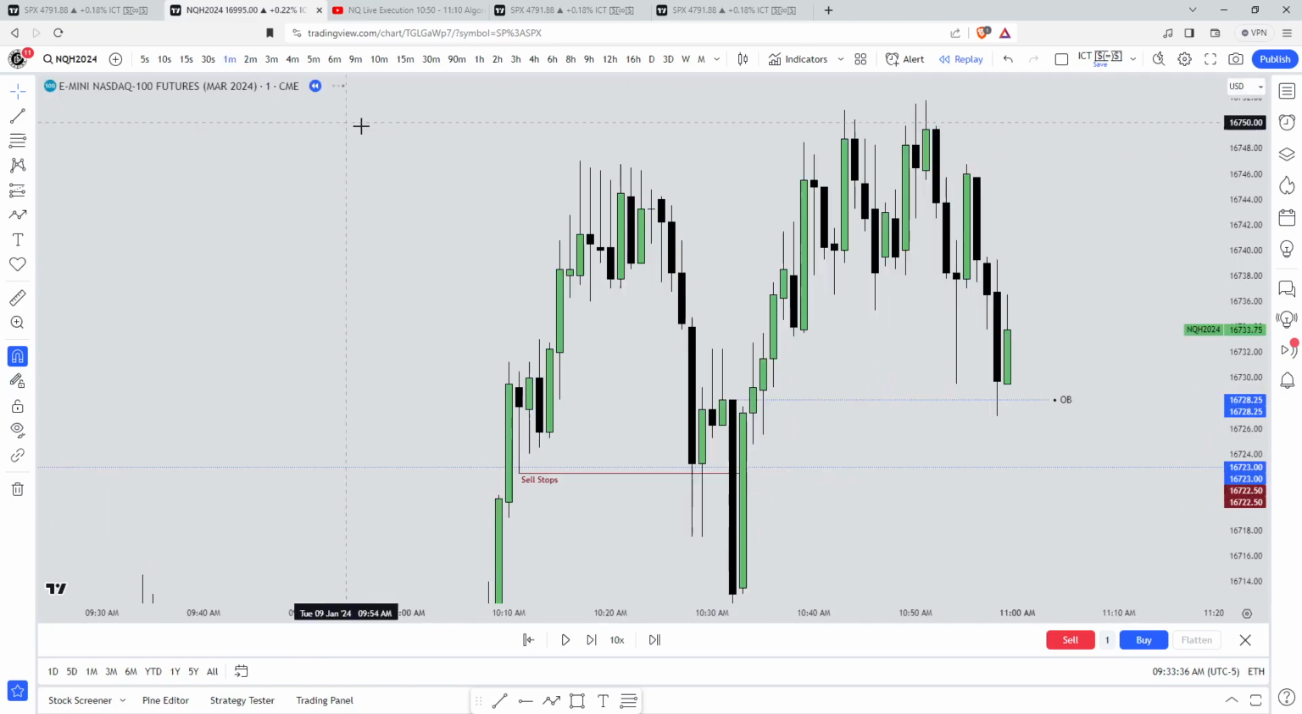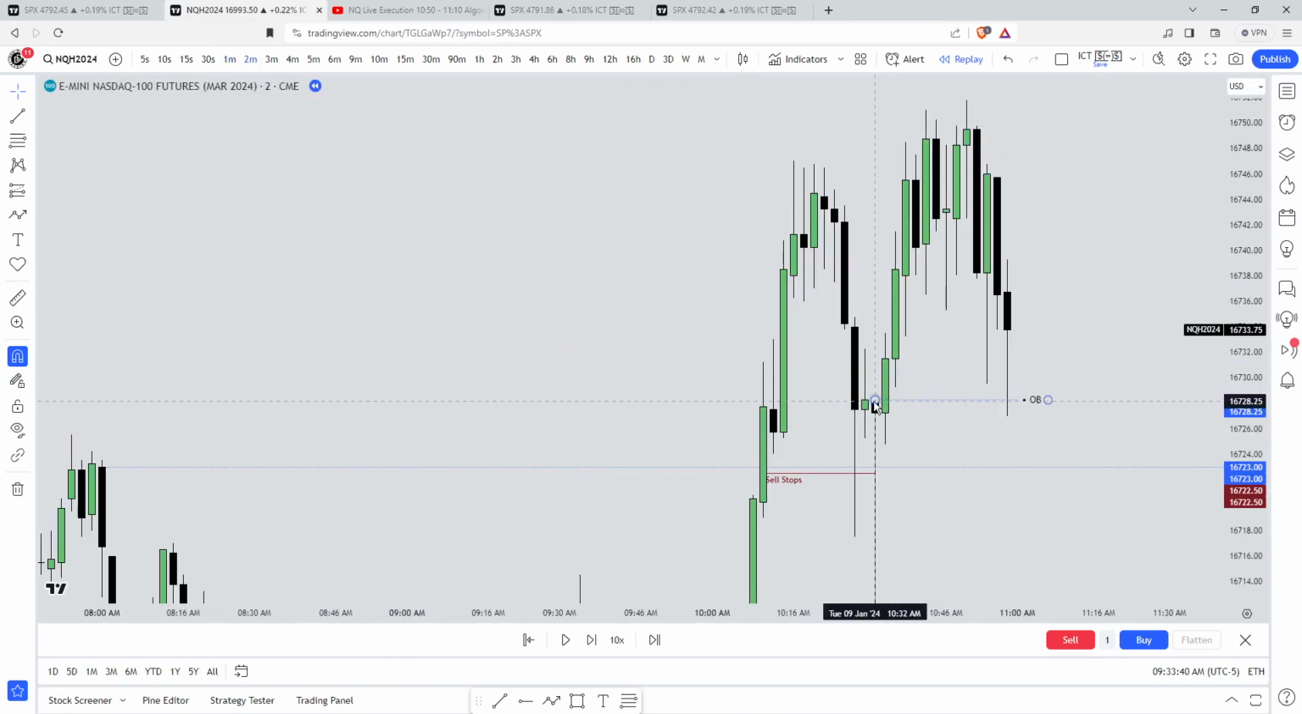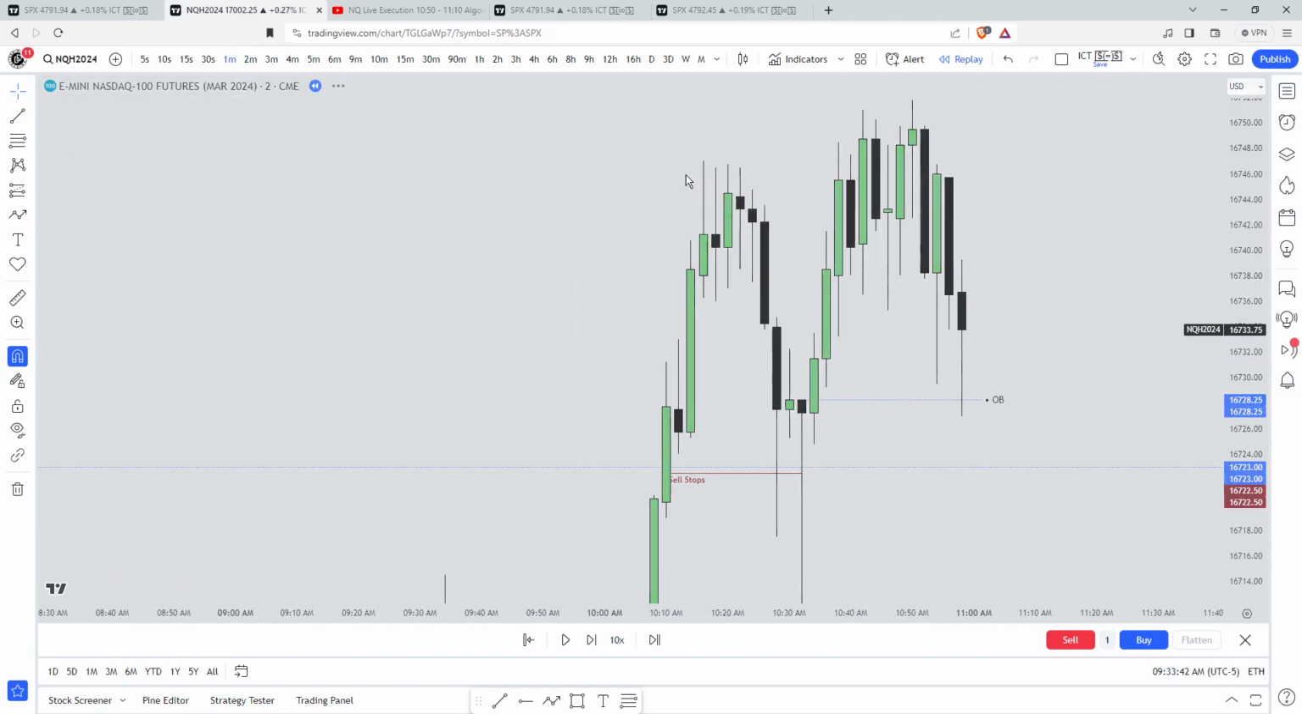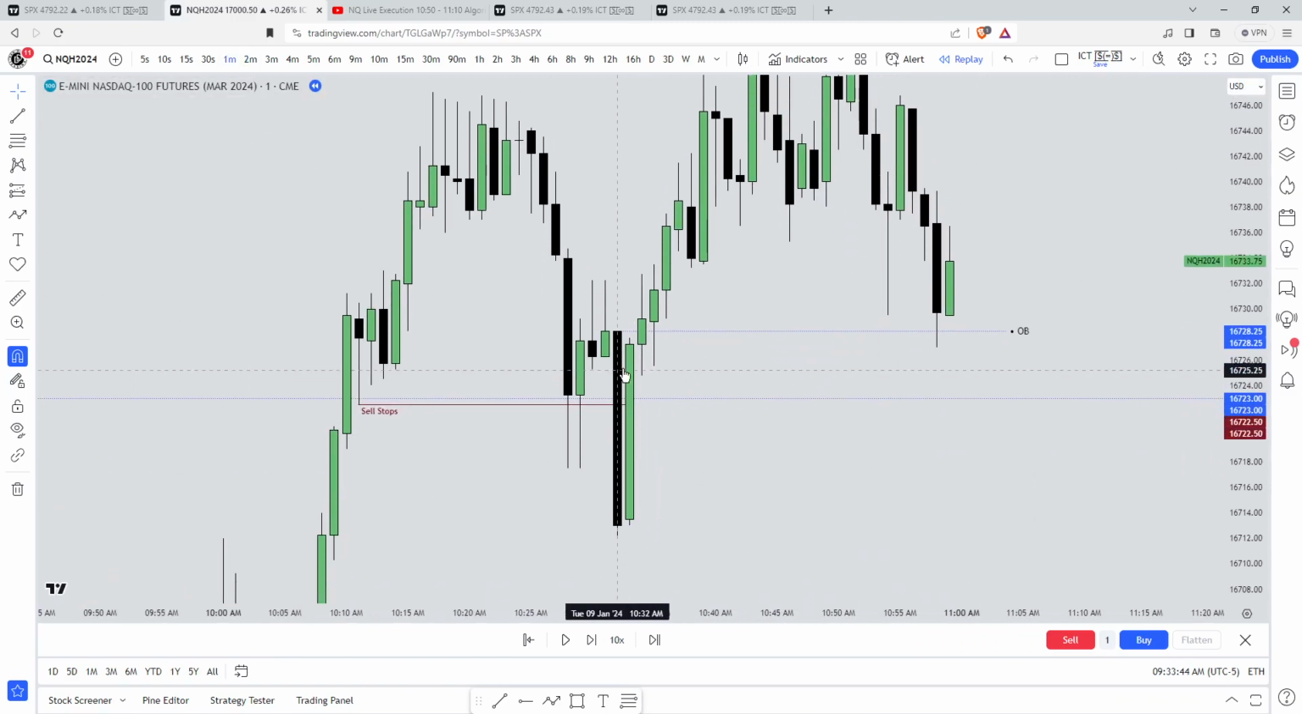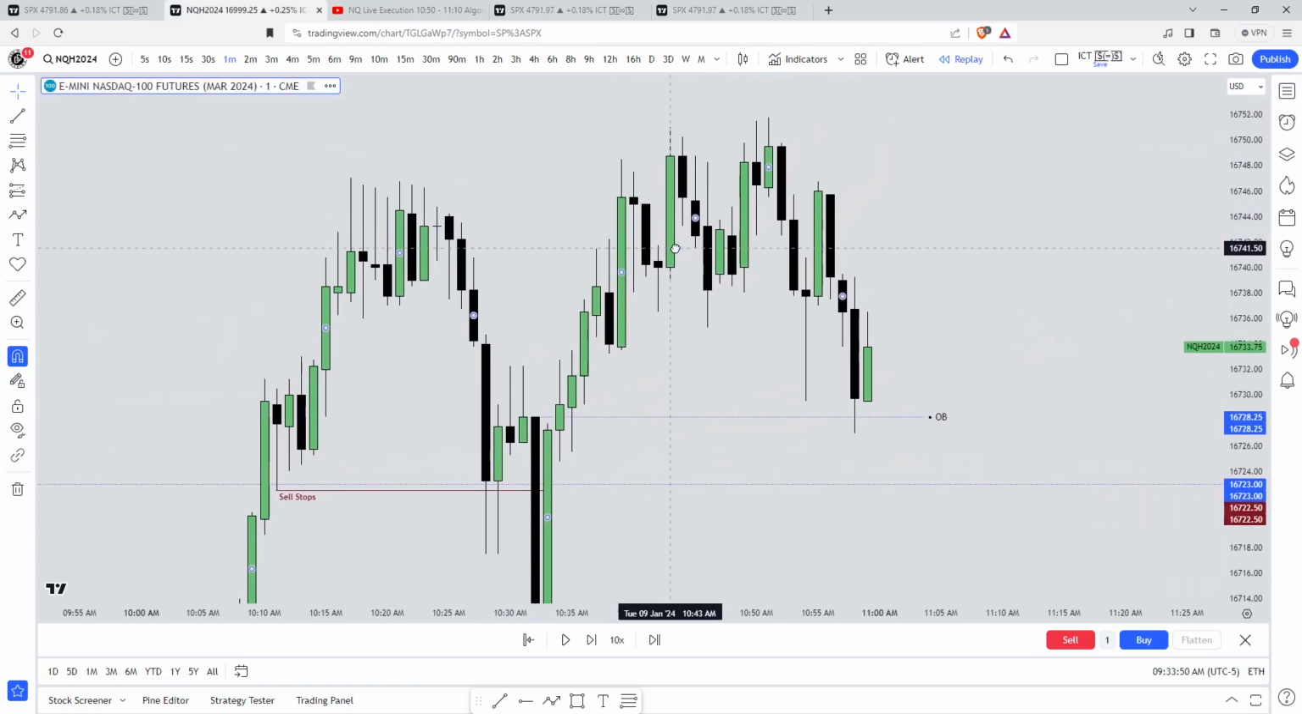So if you were just looking at a 1-minute, you're thinking, all right, well, it's invalid now, but that's not true, because look at the 2-minute, it created a fair value gap right there. Price returns back to that order block. This is significant because this order block swept liquidity, expanded higher, and created a change in the state of delivery.